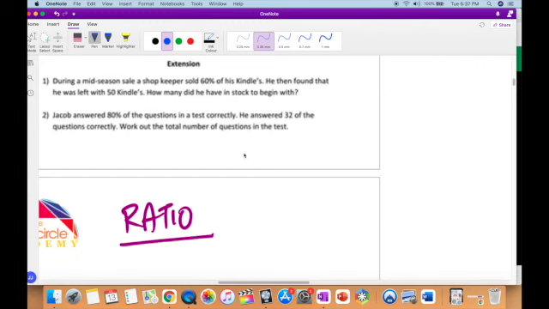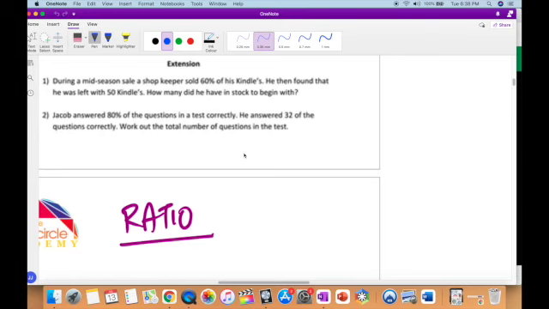Jacob answered 80% of the questions in a test correctly. He answered 32 questions correctly. Work out the total number of questions in the test. Anybody, I'll open this up to anybody. So what you're saying is 100 minus 80 to find out how many questions he got wrong, right? Yeah. But that's totally correct, right? Because if he gets 80% correct, then obviously he gets 20% wrong.